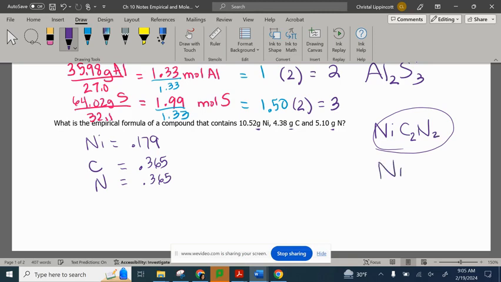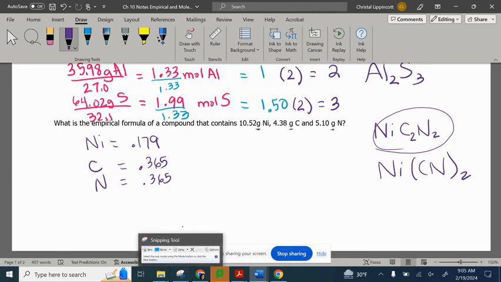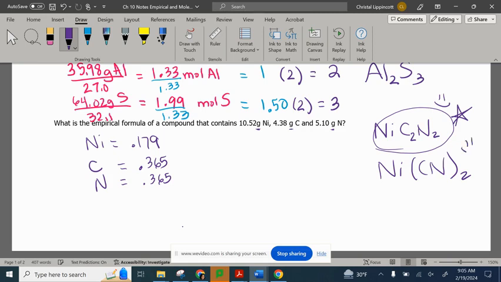Or if you can identify this as a polyatomic ion, cyanide, you might have written that out. But I'm happy with this. I'm very happy with this. This makes me happy. This makes me absolutely delighted. Okay. Everybody good? See how to do those? Are they making sense? Okay.